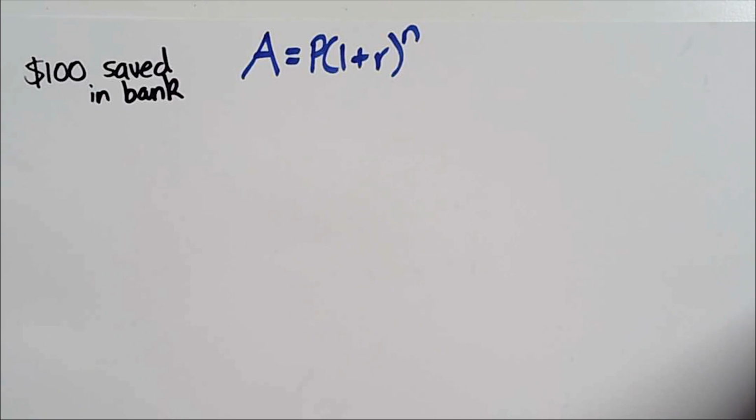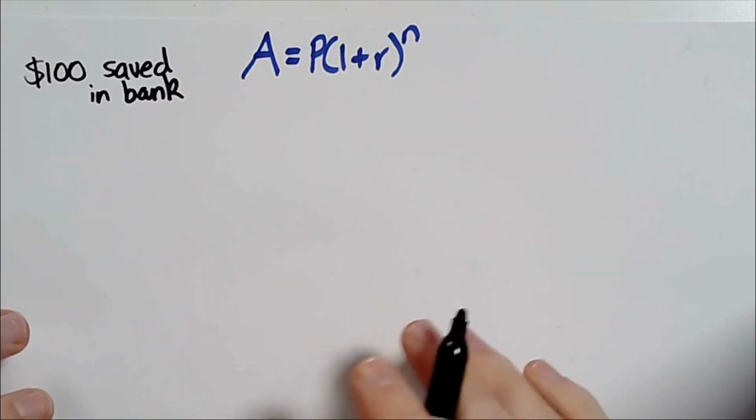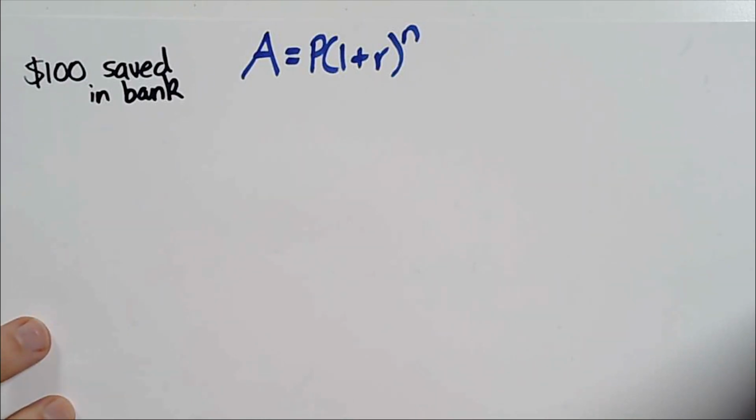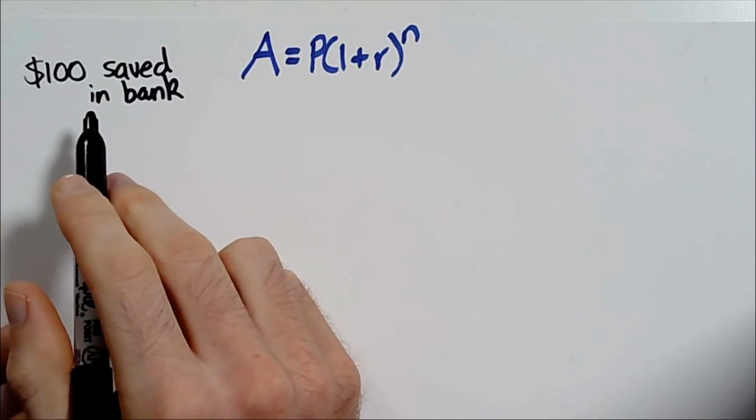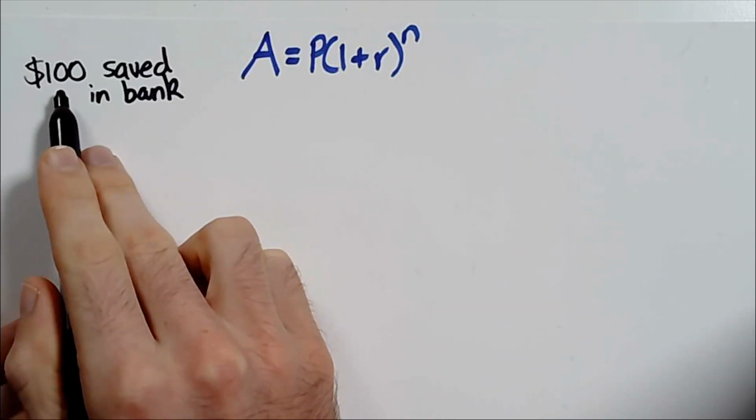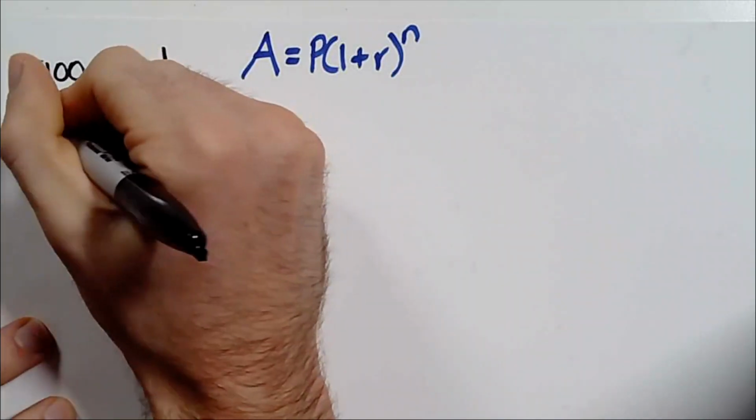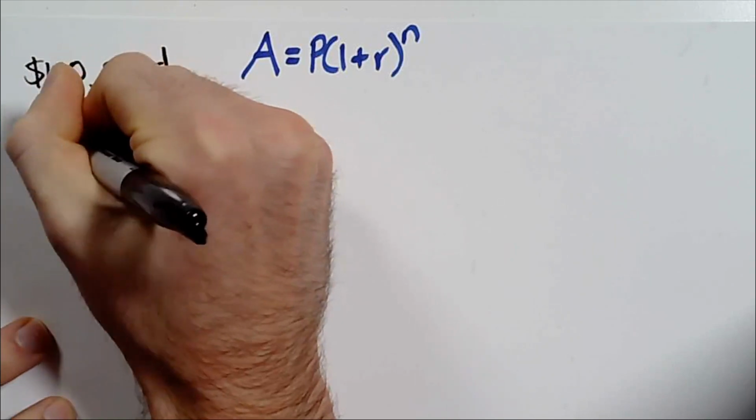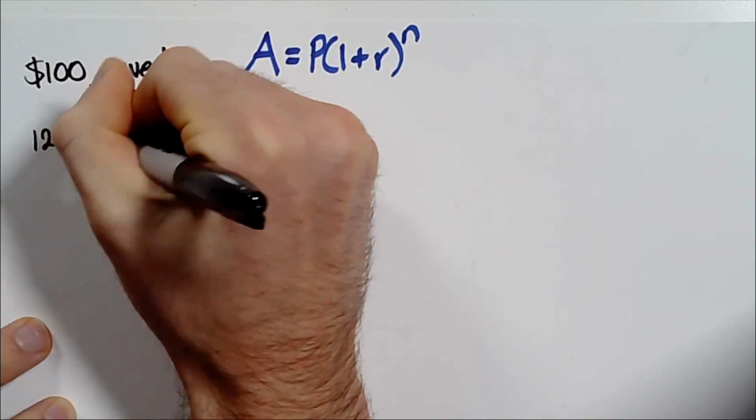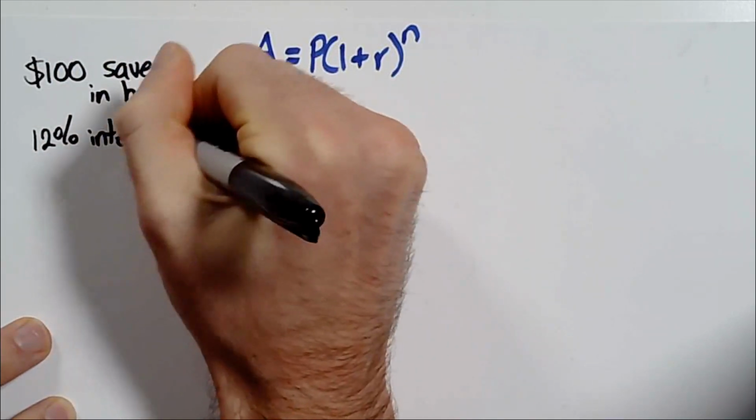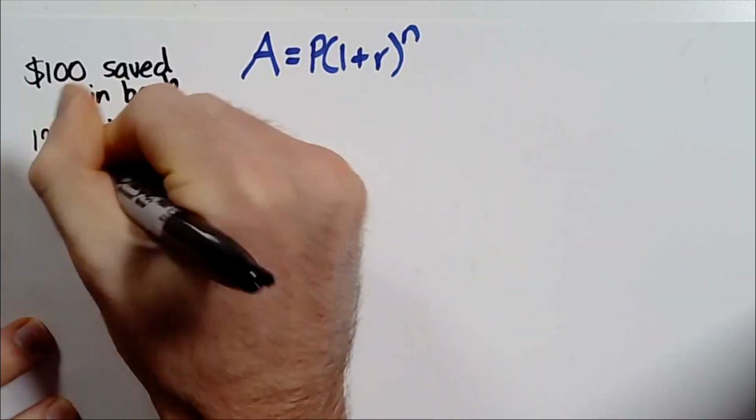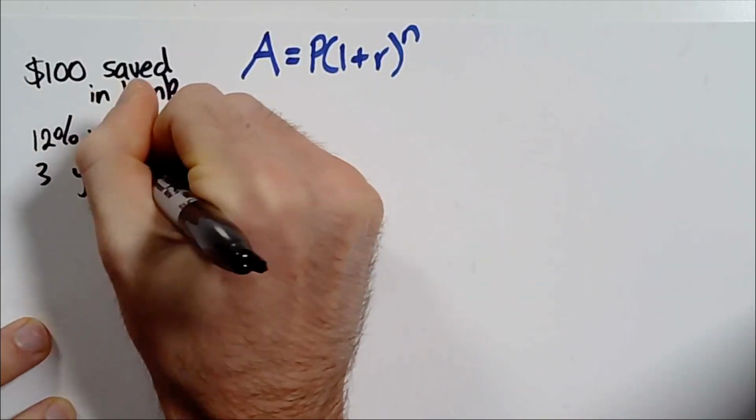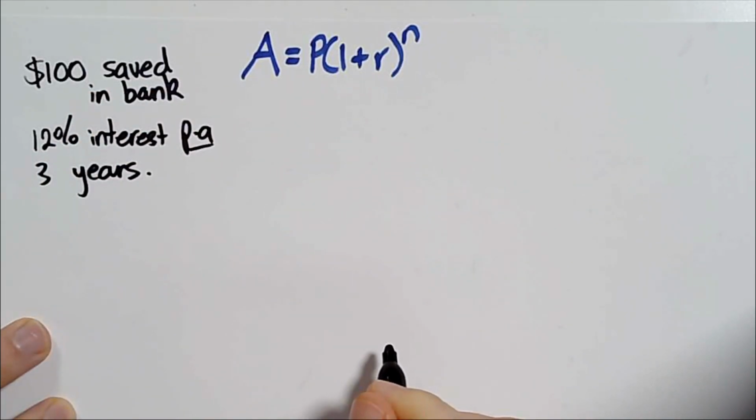Today we're going to be looking at compound interest, what it is, where the formula comes from, and how to apply it. I'm going to explain the concept of compound interest using a basic example: if we've saved $100 into a bank account that is paying us 12% interest per annum, meaning per year, for 3 years, how much interest would we make?